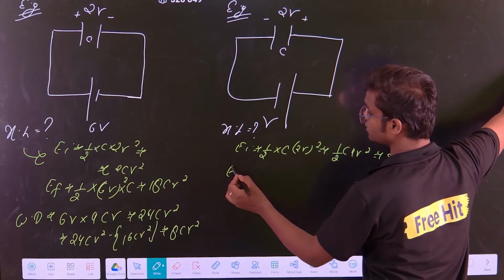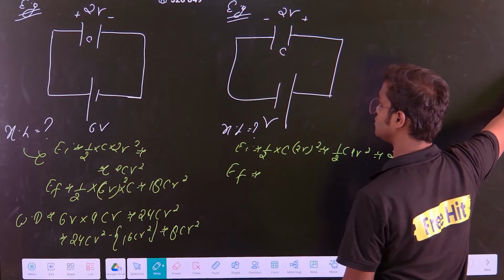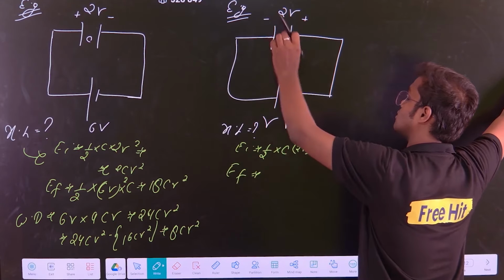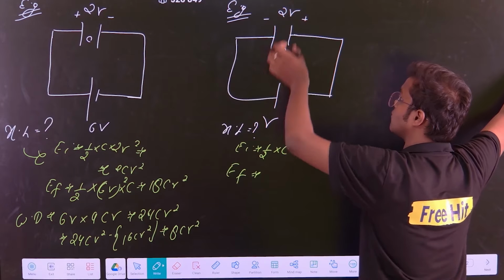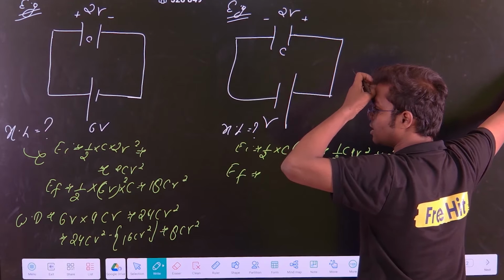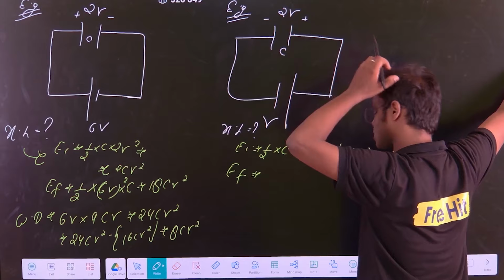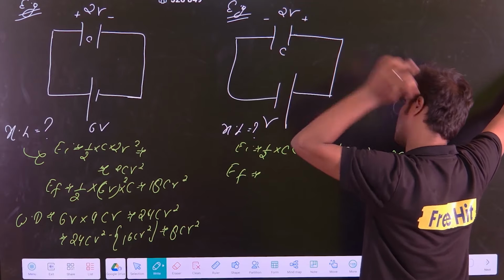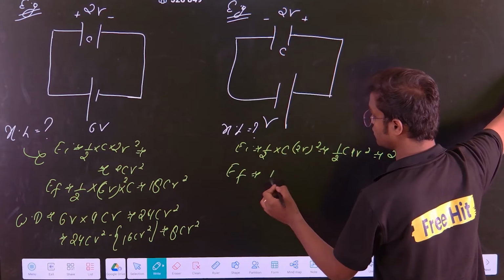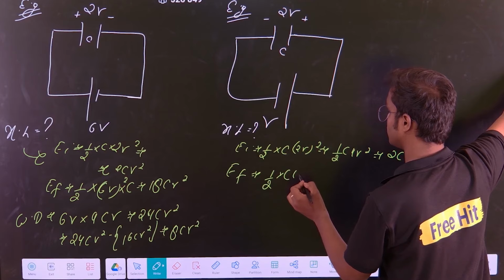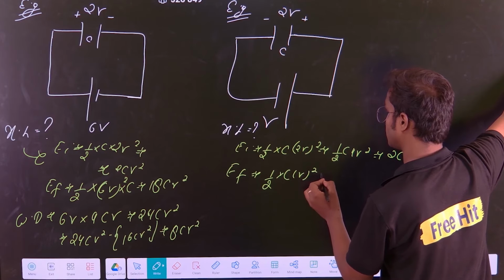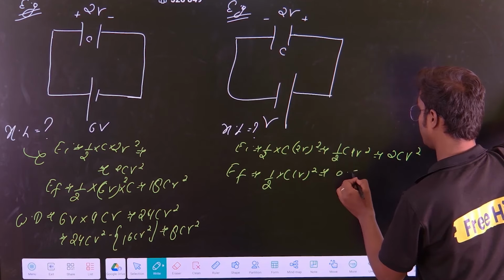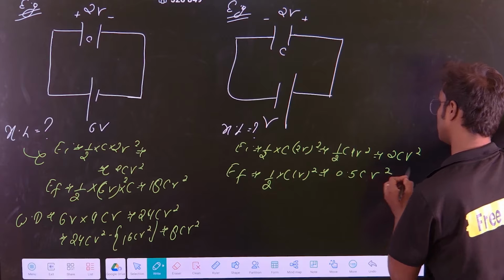Now what is the final energy? Again, the final energy is how much potential it will get. See, this is minus, this is plus, so this will become minus V volt, correct. If this will become minus V volt, you think logically this will become minus V volt, correct. So what is the final energy? Half CV square, correct. So that is 0.5 CV square, correct.